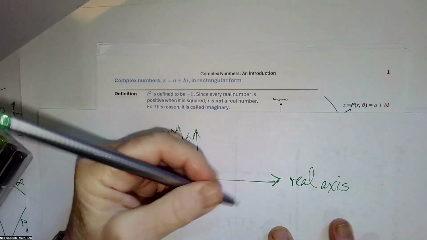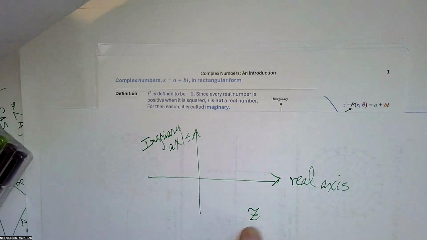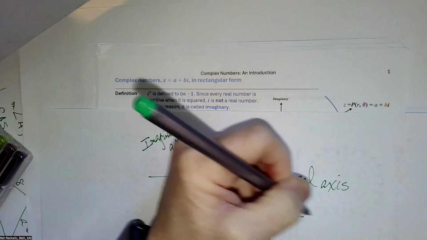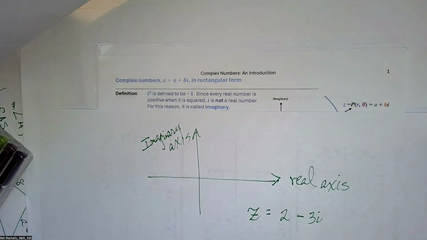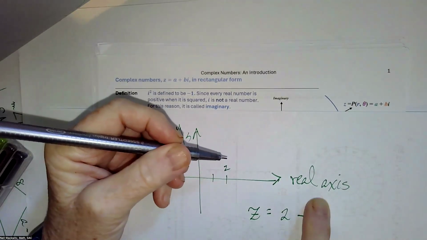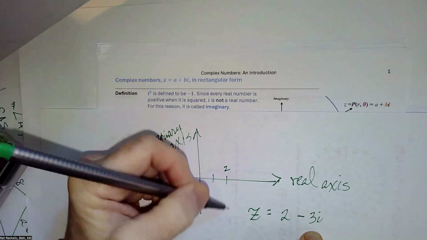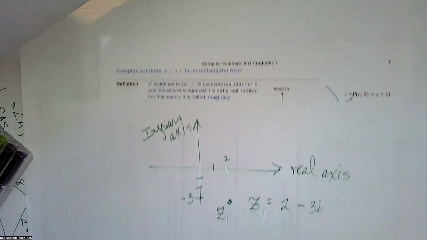So a point, say, and usually complex numbers use the letter z rather than x or y. So if z is equal to 2 minus 3i, we would go 2 on the real axis and 3 down on the imaginary. So z1 is right there.